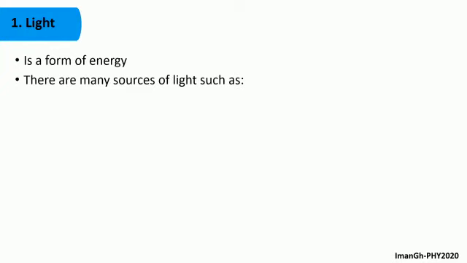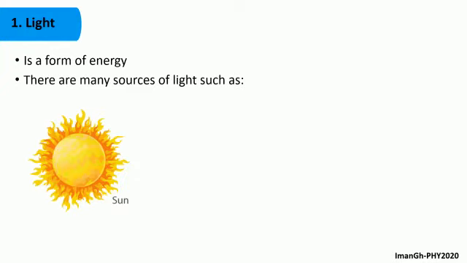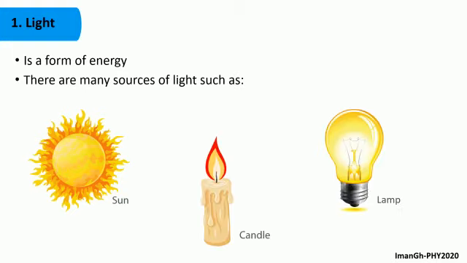First, let's discuss what light is. Light is a type of energy, and as you know, there are many sources of light. Some sources are natural, such as the sun, while others are artificial, such as candles and lamps.